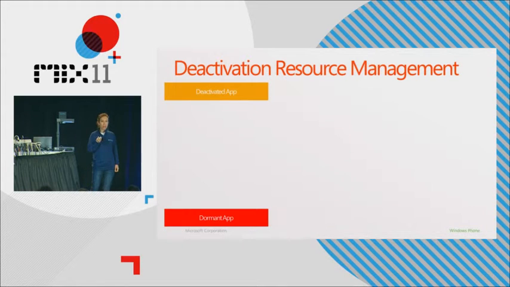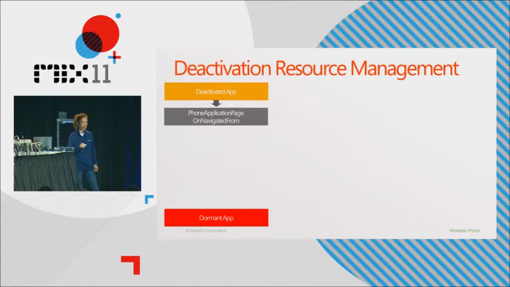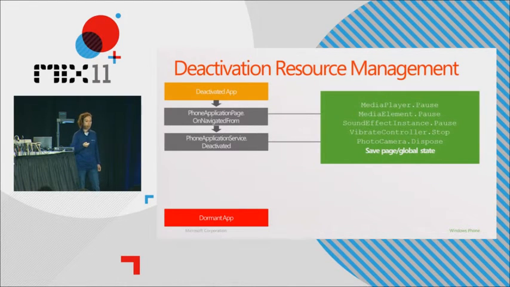It's all about how the applications and frameworks work together to detach resources from the dormant application and to reattach these resources when the application comes back in the foreground. So let's see how this would work. Once the user navigates away, the application is deactivated and it receives the OnNavigatedFrom and the PhoneApplicationService Deactivated event handler. And this is where the application will go and save either page or application global state.